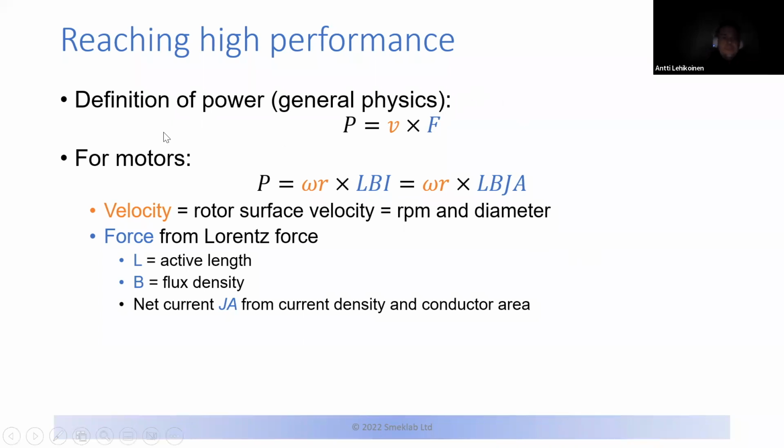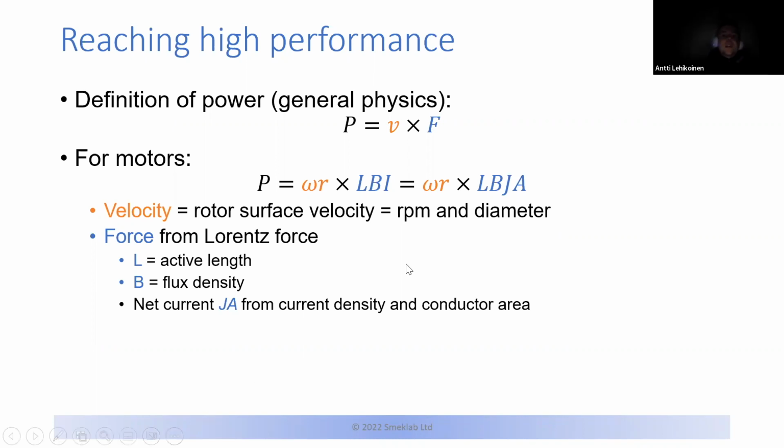Then the force, what it's coming from is magnetics, of course. There are many ways to compute the force, but in my opinion, the easiest to understand on a conceptual level is to go back to high school physics, where you may remember the Lorentz force. When you have a current carrying conductor and a magnetic field, a force will be induced on the conductor. And it turns out you can use the same force equation for machines with suitable definitions of the terms.